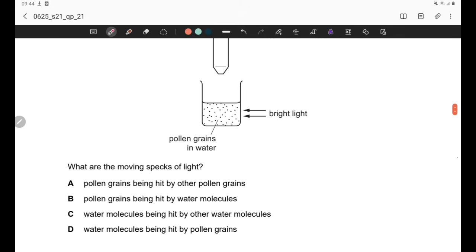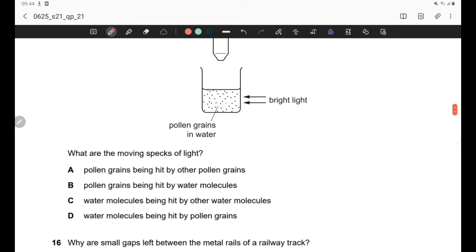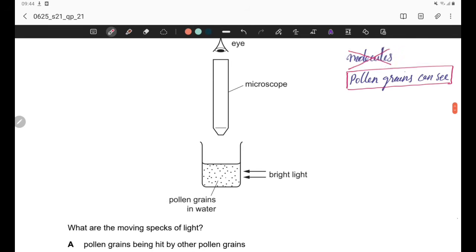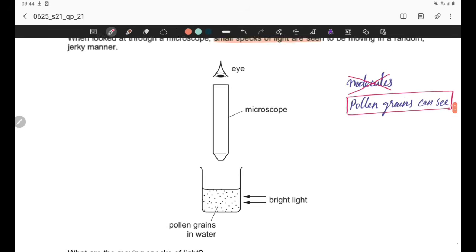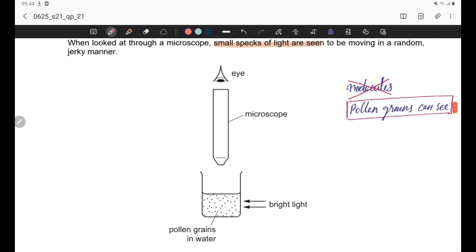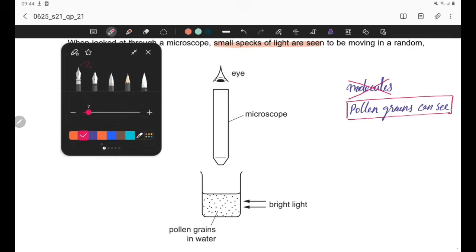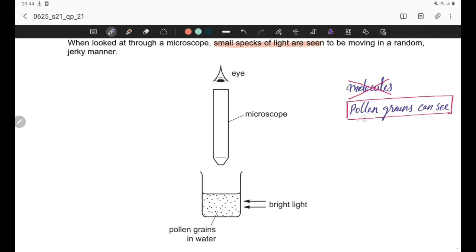So we have to identify what are the moving specks of light. Pollen grains being hit by pollen grains? So we already discussed these particles which are moving, that we can see, are pollen grains, not the molecules of the liquid, as molecules of the liquid are too small to see even through a microscope. So they are pollen grains.